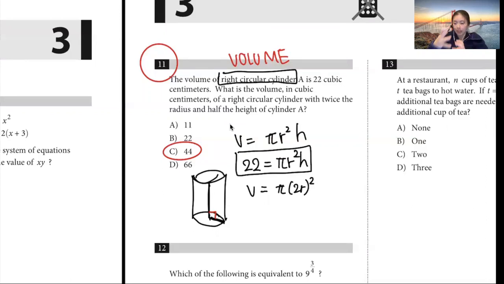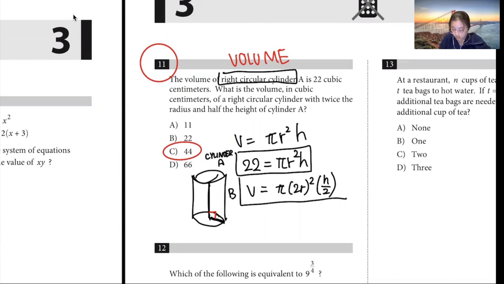And we need to manipulate the equation so that we know the clear difference between the one with the 22 and the one without it. So it's going to be 2 times the radius, so twice the radius, and half the height of cylinder A. So this is cylinder A, and I'm assuming this is cylinder B. So we need to write the height. Half the height means height divided by 2.